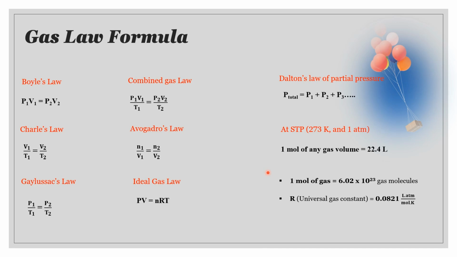Under STP conditions, 1 mole of any gas, 1 mole of oxygen, nitrogen, it doesn't matter the identity of the gas, any gas mole volume is 22.4 liters. This is what we call standard molar volume.